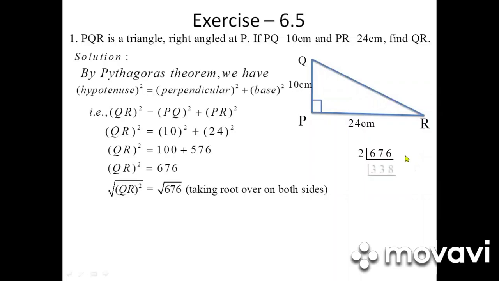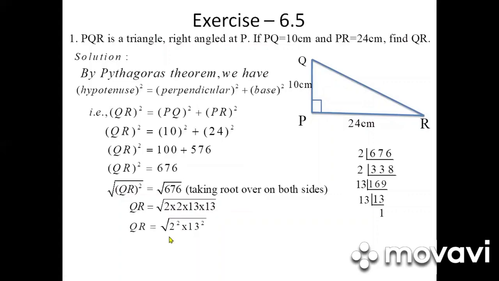676 divided by 2, we are getting 338. 338 divided by 2, we are getting 169. 169 is divisible by 13. Dividing by 13, we are getting 13. And again, 13 divided by 13, we are getting 1. So the prime factors of 676 are 2 into 2 into 13 into 13. Here, square is removed when root is taken. So the square root of QR square is QR. Writing all the prime factors of 676 as 2 into 2 into 13 into 13.